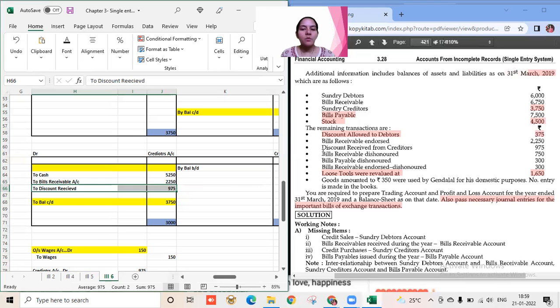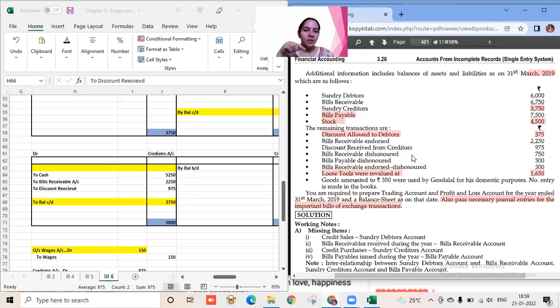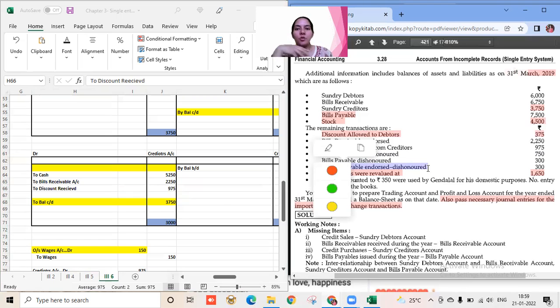Okay. Next one, bills receivable dishonored. Now they have not said here that these are the bills which we endorsed. So there are two entries for bills receivable dishonored. One is this, and another one is, look here, bills receivable endorsed dishonor. So there is a difference between the two. So the bill was with me and it got dishonored. What does that mean? I went to the debtor's door, because the bill was with me. Whoever has the bill has to go to the debtor. So on the due date, I went to the door.